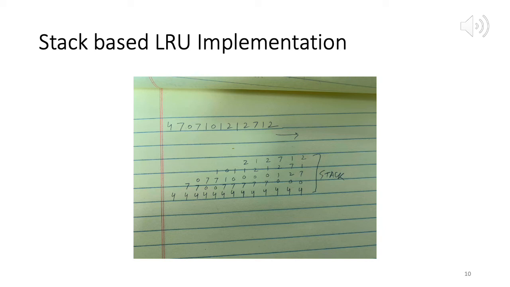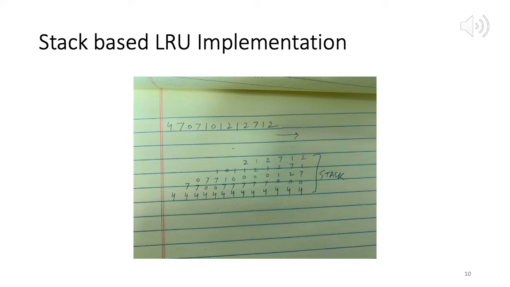Now we want to implement LRU, which means we want to keep track of which page has not been used for the longest amount of time. So whenever we access a page, we add it to the stack. You can see from left to right how the stack is growing. Here we are not showing any eviction operation.